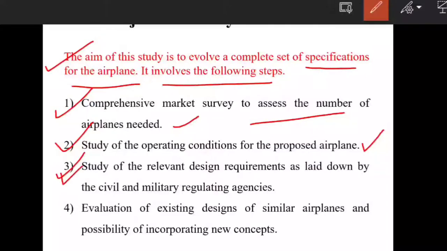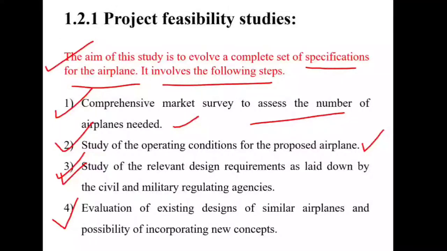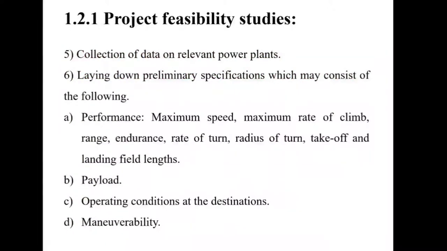This third point is related to the design requirements and functioning requirements on the basis of the civil and military agencies, under their regulations. The fourth point is the evaluation of existing designs of similar airplanes and the possibility of incorporating new concepts. The remaining points are left for the project feasibility. I hope you understand that these four points are very simple and are required before starting the designing of the airplane. Let's see the remaining points of the project feasibility study.